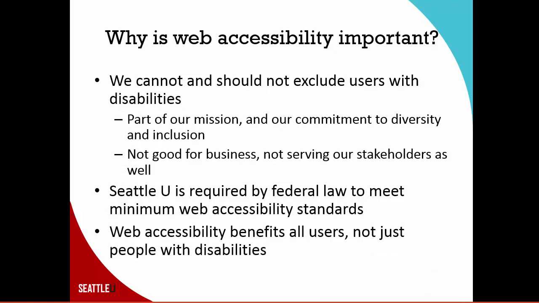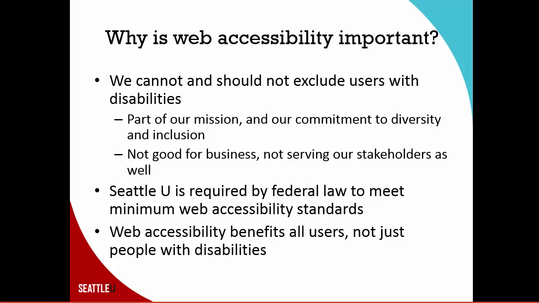So why is this important? Why is website accessibility important? Well, we cannot and should not exclude users with disabilities. A commitment to website accessibility is fully in line with our university's commitment to diversity and inclusion, and consistent with our mission for creating leaders for a just and humane world. So not only is it part of our mission, it's also better for our business as a university.